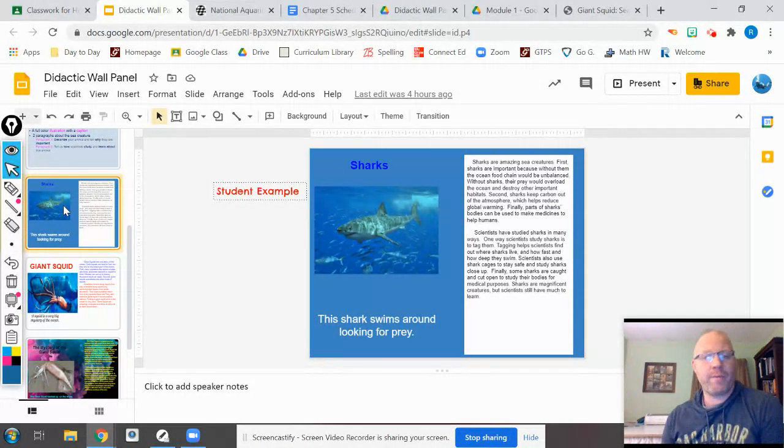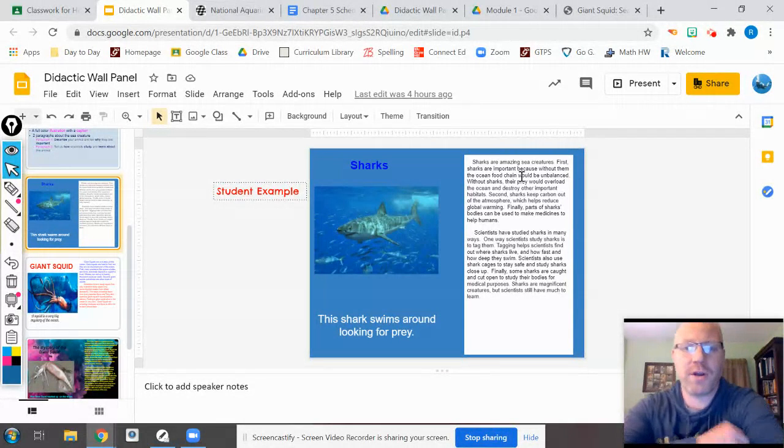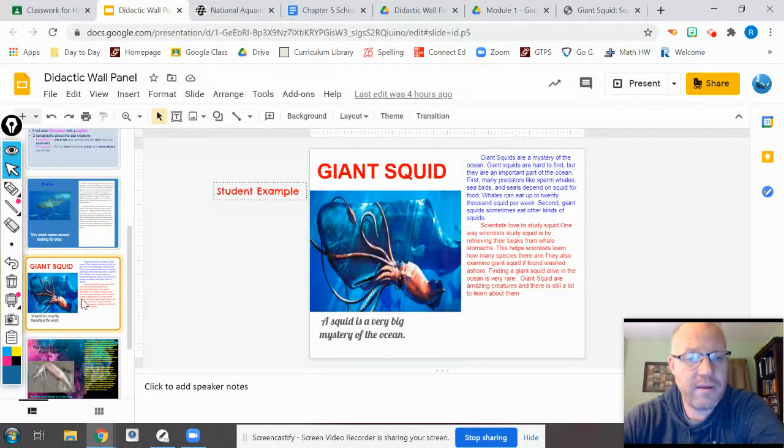Here's a student example about sharks. It's titled Sharks. It has a picture of a shark. It has a caption, this shark swims around looking for prey. It has two paragraphs. One, explaining why the sharks are important. Two, it gives us an idea of how scientists study the sharks.